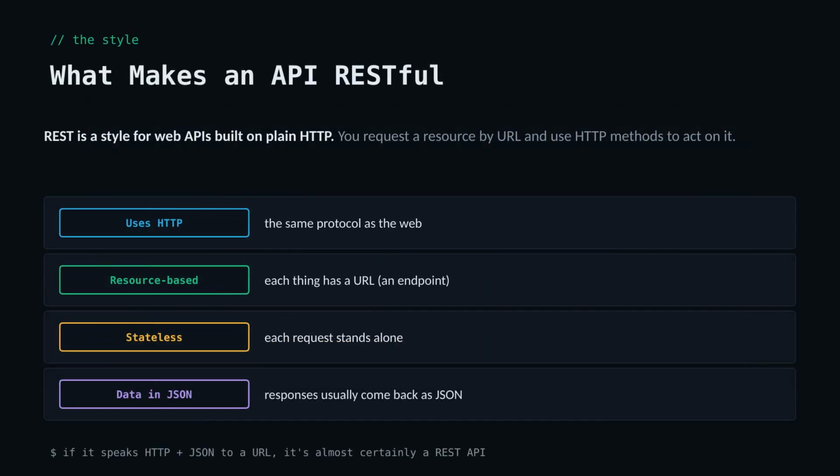So let's start with the style itself. REST isn't a protocol or a product. It's a set of conventions layered on top of plain HTTP. Four ideas define it. It uses HTTP, the same protocol your browser speaks. Everything is a resource with its own URL or endpoint. Each request stands on its own with no memory of the last one. That's what stateless means. And the data flowing back is almost always JSON. Put simply, if something speaks HTTP and JSON to a URL, you're looking at a REST API.